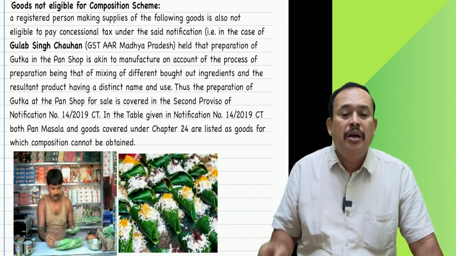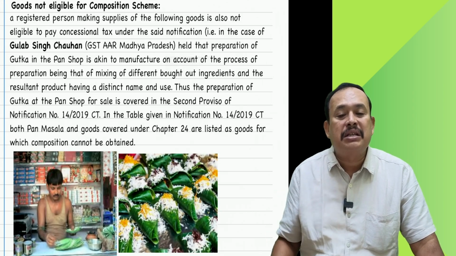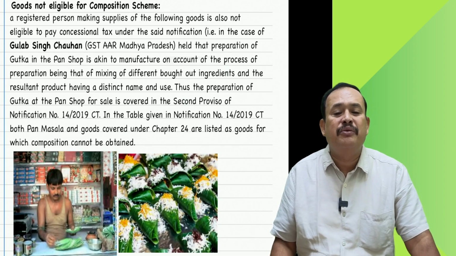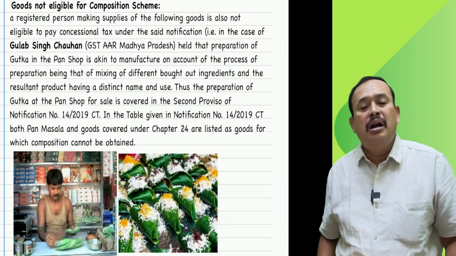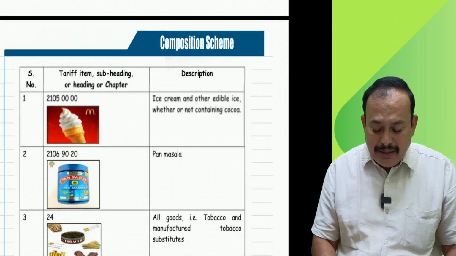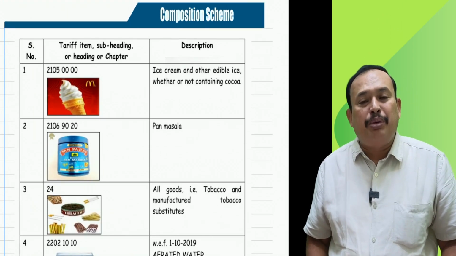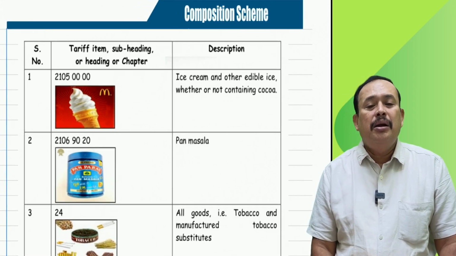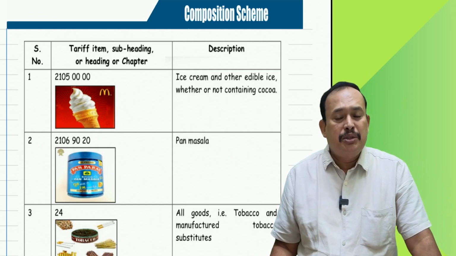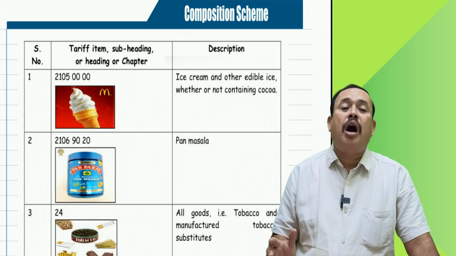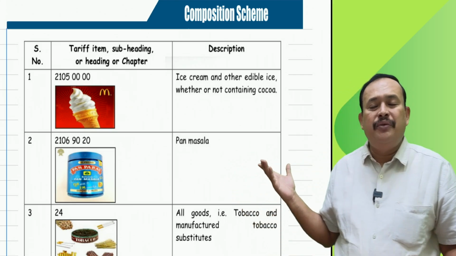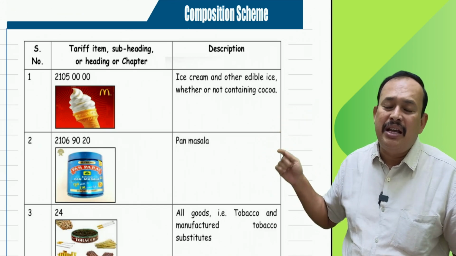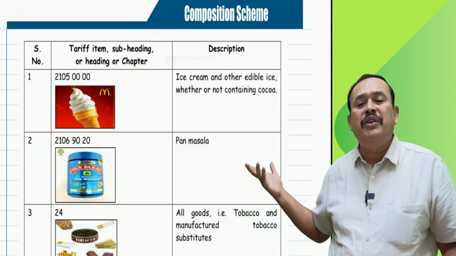disqualify from composition because both pan masala and goods covered under chapter 24 are listed as goods for which composition scheme cannot be obtained, meaning thereby manufacture of pan masala, manufacture of gutka, even by a shopkeeper or small trader, amounts to manufacture and is disqualified for composition scheme. Again, I'm telling you, ice cream manufacturers, pan masala, including gutka manufacturers, are disqualified from composition scheme.